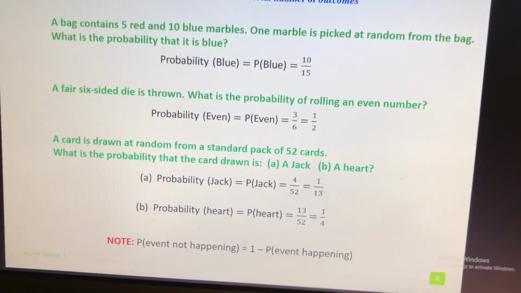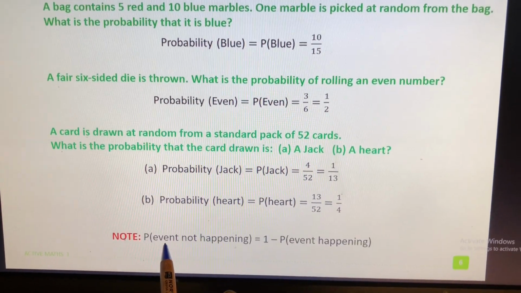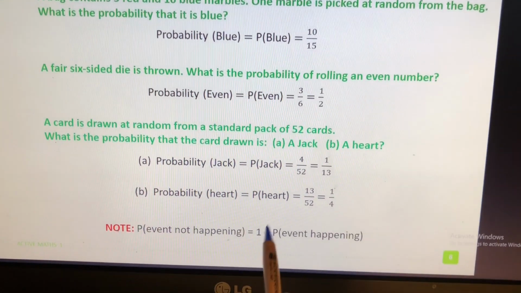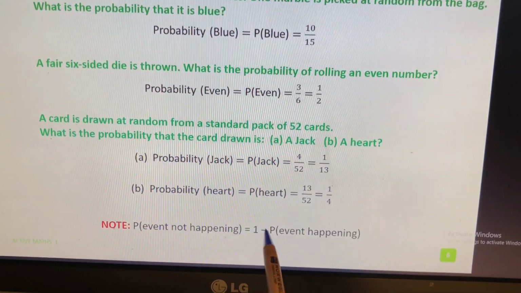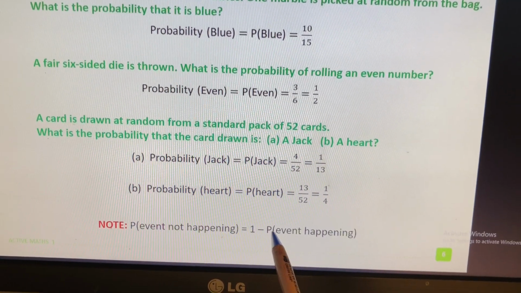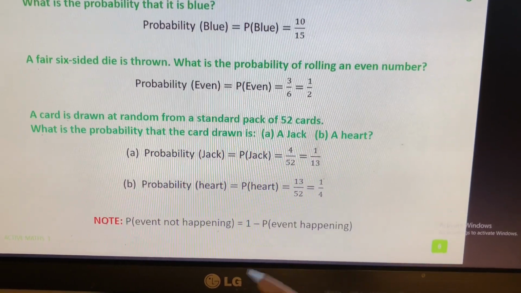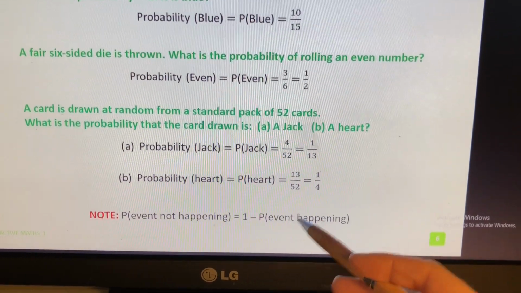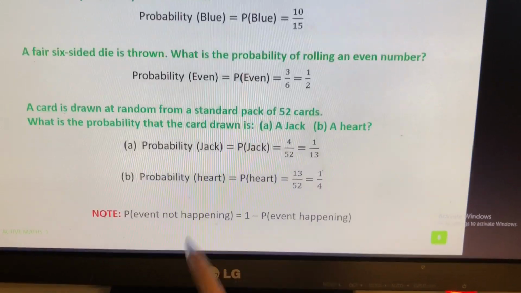So this helps us to understand this statement here, that the probability of an event not happening is the same as deducting away from the total number of probabilities, which we know is 1, the probability of it actually happening. Well, we know that something either does or it doesn't, so if we know what the probability of something actually happening is, we can take it away from its total and it will give us what's left, the probability of it not happening then.